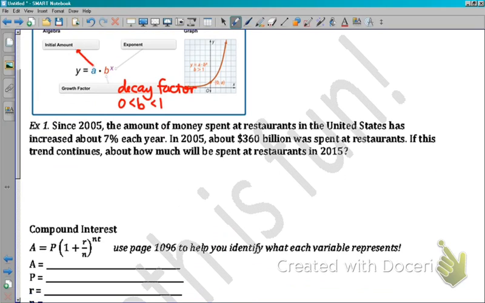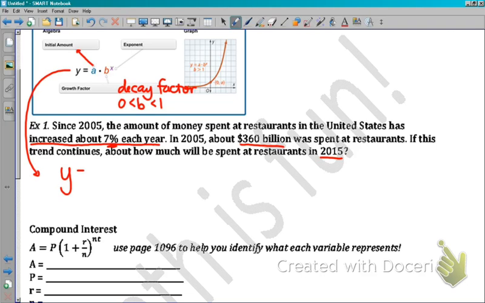It says, since 2005, the amount of money spent at restaurants in the United States has increased about 7% each year. In 2005, about $360 billion was spent at restaurants. If this trend continues, about how much will be spent in 2015? Okay, so I'm going to use my exponential growth and decay equation, because it's increasing by a percentage, so that starts to tell you that we're talking about exponential.